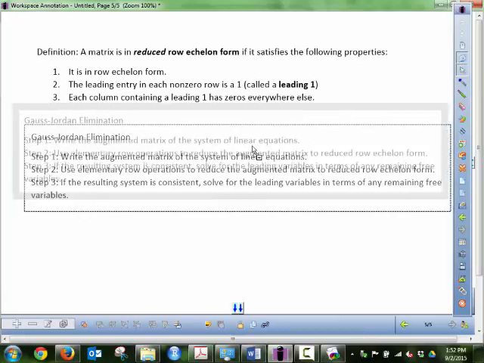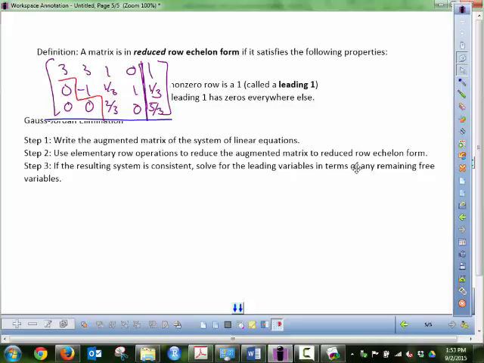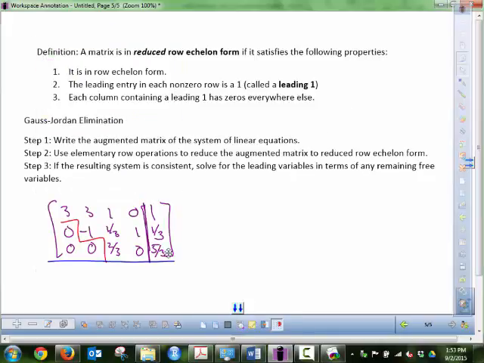And then the process of going all the way to the reduced row echelon form is called the Gaussian or Gauss-Jordan elimination. So let's take our echelon form from the previous problem. Let's continue working on this and have it reduced row echelon, just to see what the steps are to reduce it all the way. Shall we?